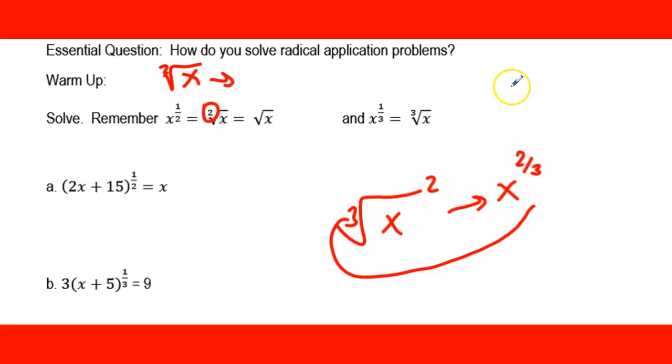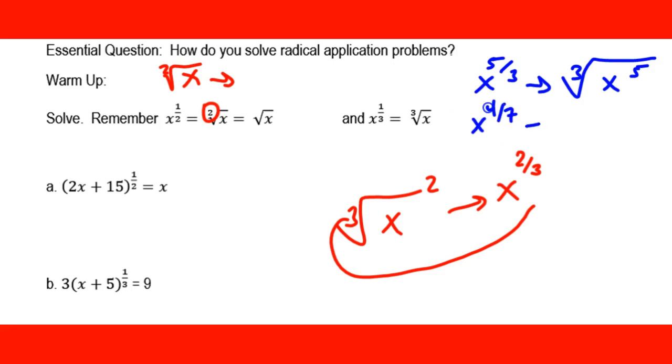Now, remember, you can take this in reverse. Let's say we had x to the 5/3. We can rewrite that as, remember, the denominator becomes your index, so the cube root of x to the 5th. Or if we had x to the 4/7, then again the denominator becomes your index, the 7th root of x to the 4th. That numerator is your power.